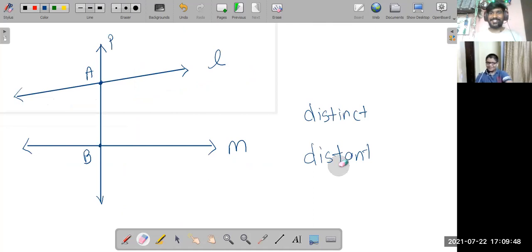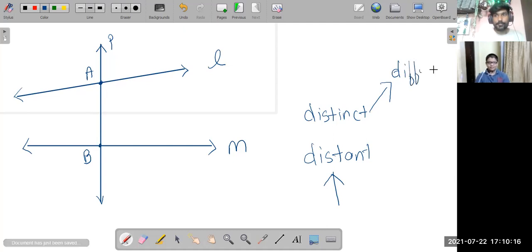I know the words, but I just don't know the meanings. I've read it. Distant, what you said for distant, that is correct. Distinct would be like, he had a distinct smell on him. Yes, distinct smell, we are getting some different smell. Different, correct? So unique. Yes, unique. So distinct means different.